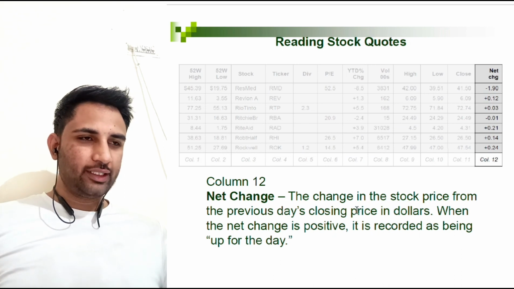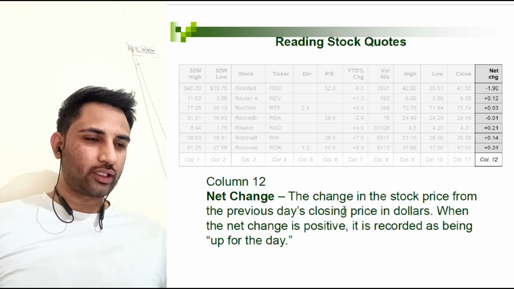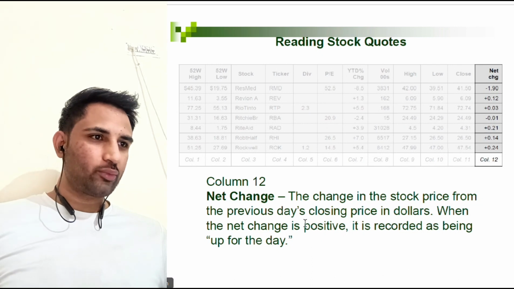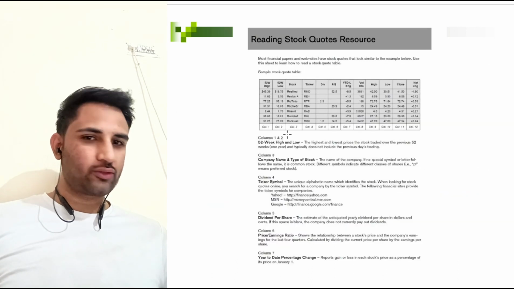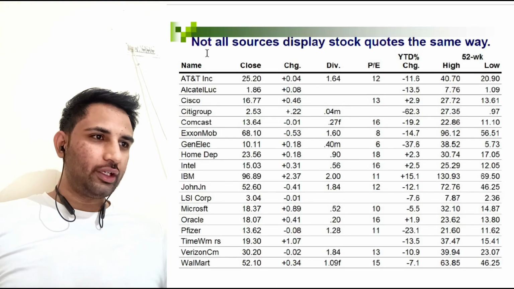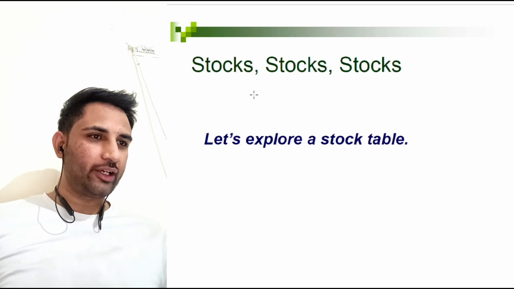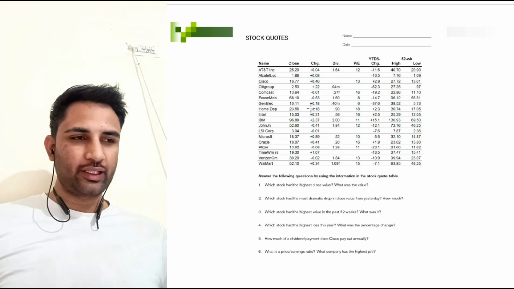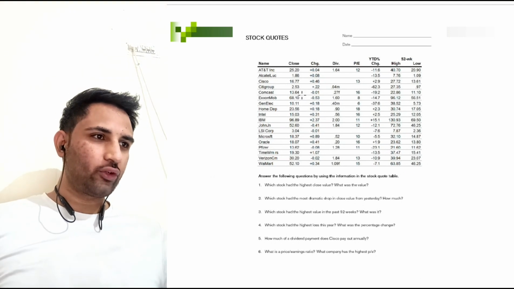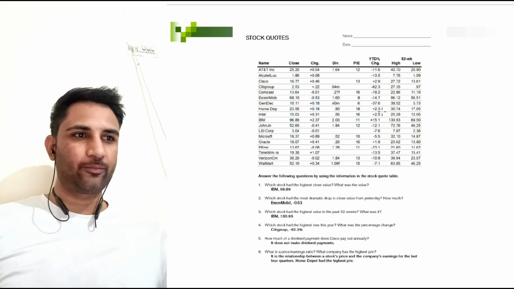So let's see this stock table. The first stock is AT&T Inc. The closing price was $25.20. The change was 0.04 percent. Dividend was 1.64. Profit earning ratio was 12. Year to date change was negative 11.6, which means AT&T has dropped 11.6 percent in the last 1 year, and the 52-week high and low are 40.70 and 20.90 respectively.